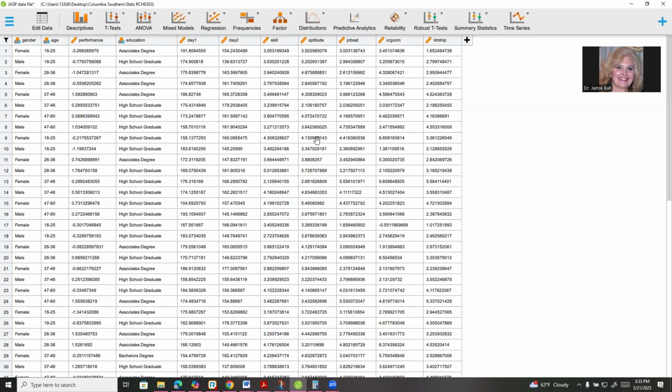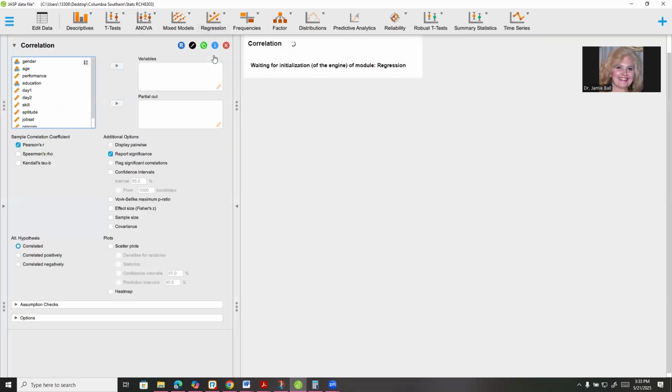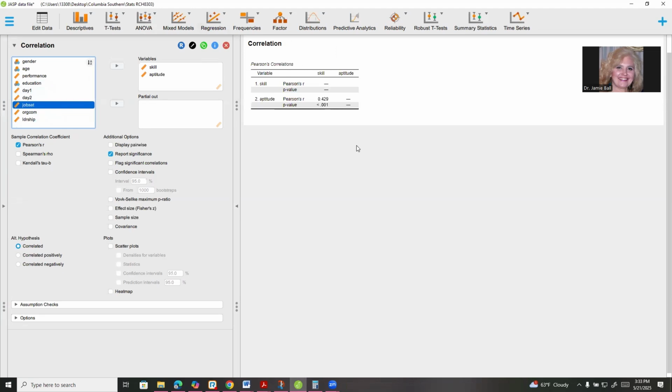But in order to order my tests, I'm going to go to regression. And I'm going to select correlation under classical. And I am going to move my two paired numeric continuous variables over here under variables. And I'm going to select a Pearson R test. If I wanted to run a different test, they're right there.